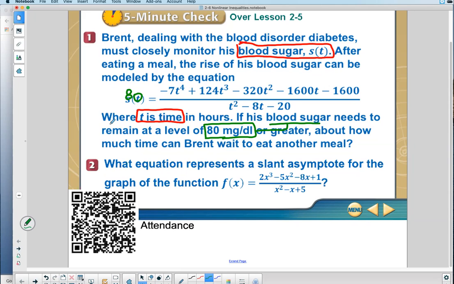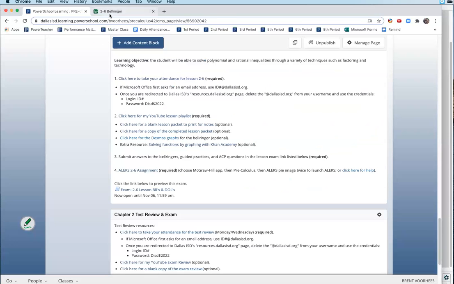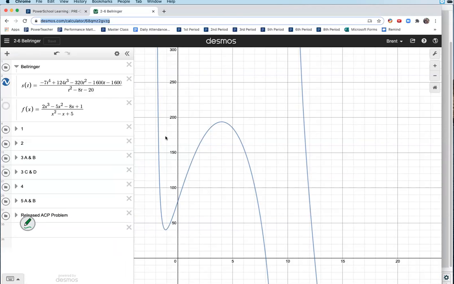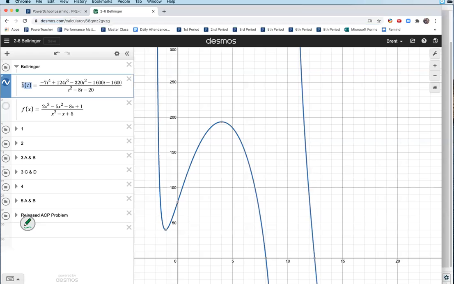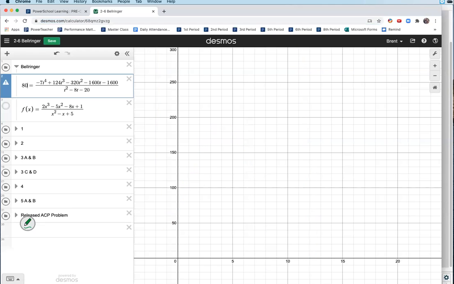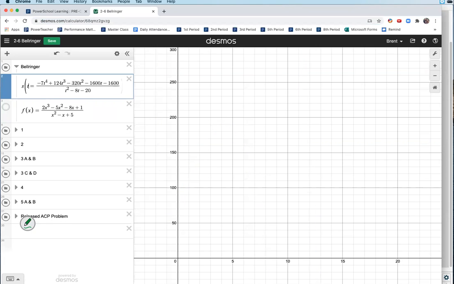You could try to solve it by putting 80 in the front. Let's see if Desmos gives us an answer. So here's that first graph. When you open it up, it should look like this. You can try putting an 80 here, but it's not going to give you an answer. So here's the way I taught you to do it in lesson 2.4.